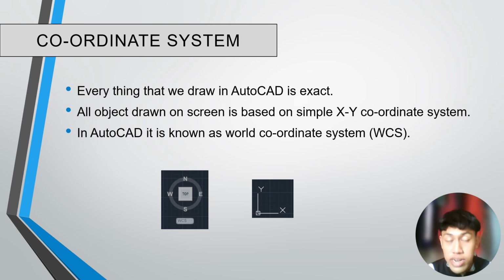So for the coordinate system, everything that we draw in AutoCAD is exact. So all objects drawn on the screen are based on a simple XY coordinate system. In AutoCAD, it is known as the World Coordinate System, or WCS, which is the icon here, which is the cube view, or the UCS. But this is actually the WCS, the main one, the World Coordinate System.